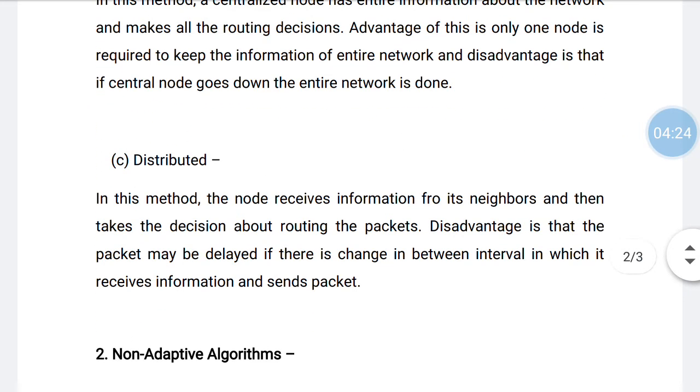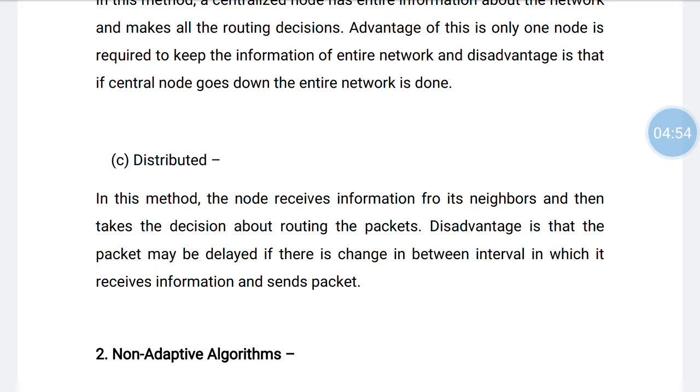And the third one is distributed algorithm. In this method, the node receives information from its neighbor and then takes the decision about the routing packets. So it is also known as decentralized algorithm as it computes the least cost path between the source and destination in an iterative and distributed manner.